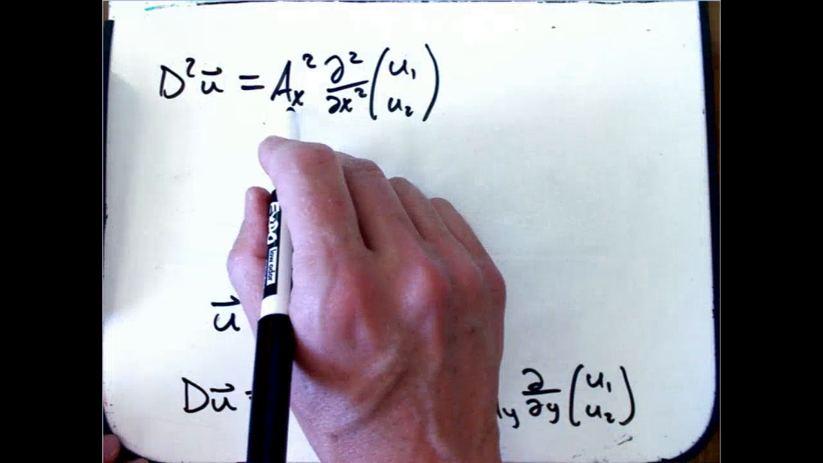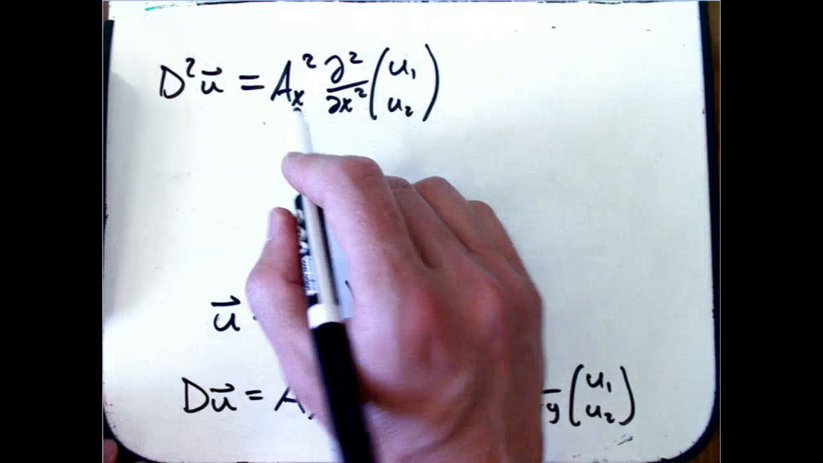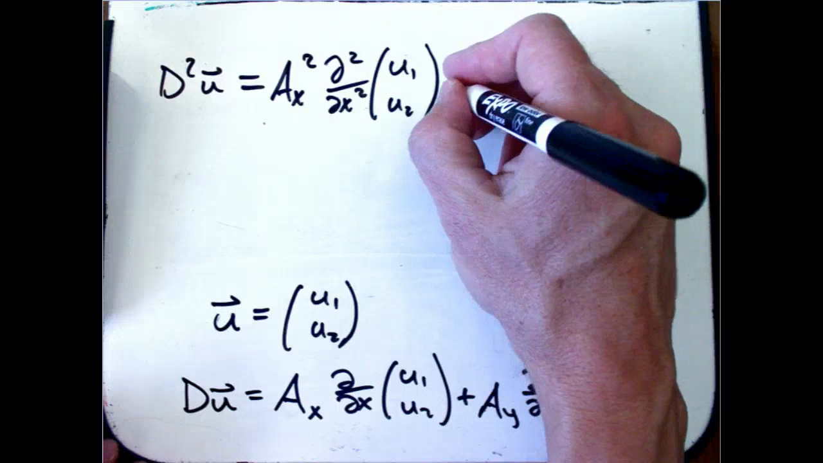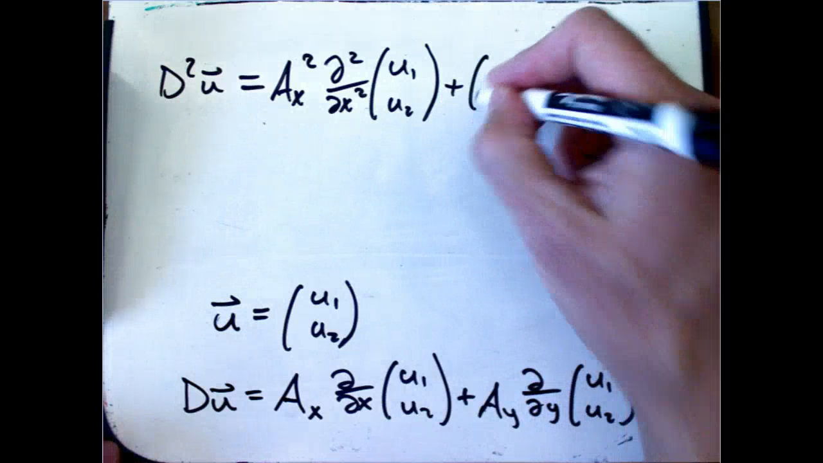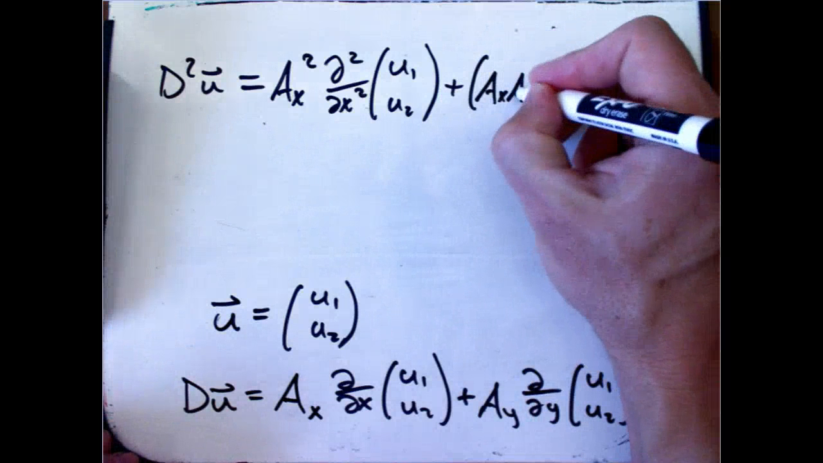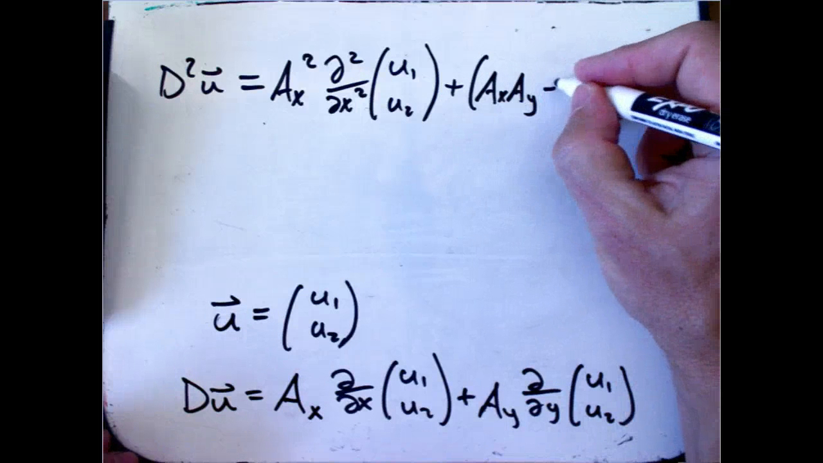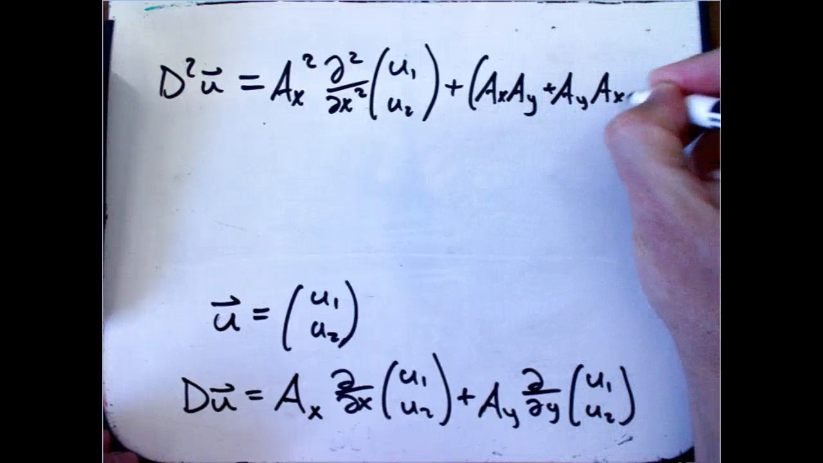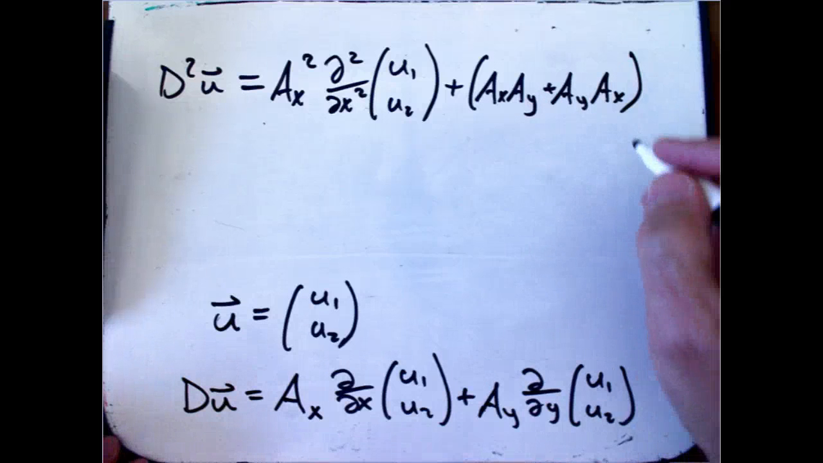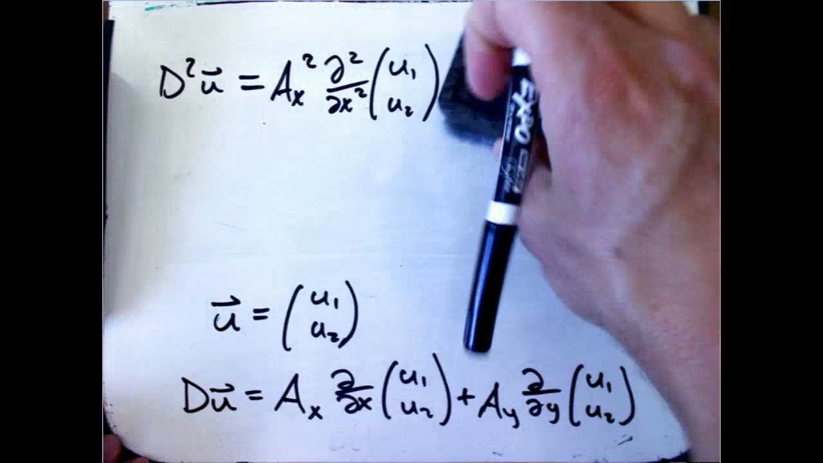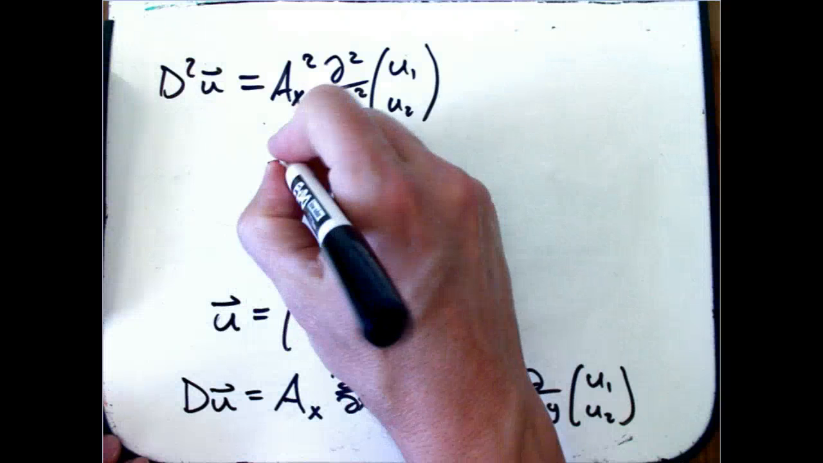You get A_X squared, that matrix squared, usual matrix multiplication, times the second derivative in x of u1, u2, plus, and then you get two cross terms, as always, when you square a binomial. But you have to be very careful because matrices do not commute. You know what? I'm going to need to put that on the next line so it's not too confusing.